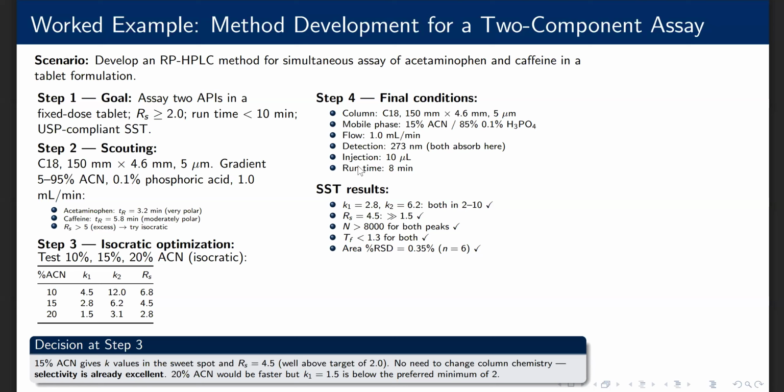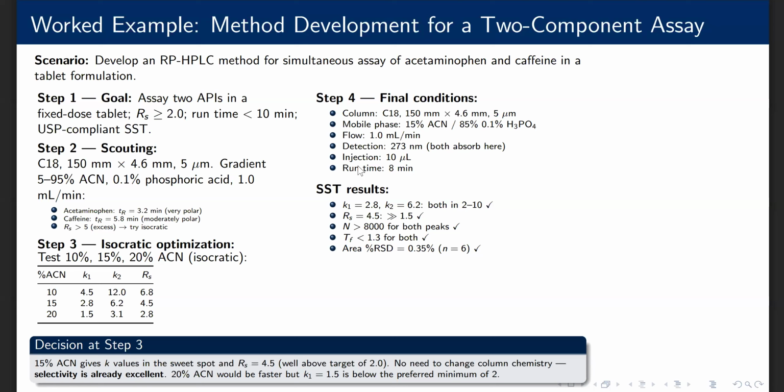Testing 3 isocratic compositions reveals the trade-off. Lower organic gives higher k values and better resolution with longer runtimes. At 10% acetonitrile, k2 is 12, which is too high. At 20%, k1 is only 1.5, which is borderline. At 15%, both k values fall in the 2 to 10 sweet spot, with excellent resolution of 4.5.